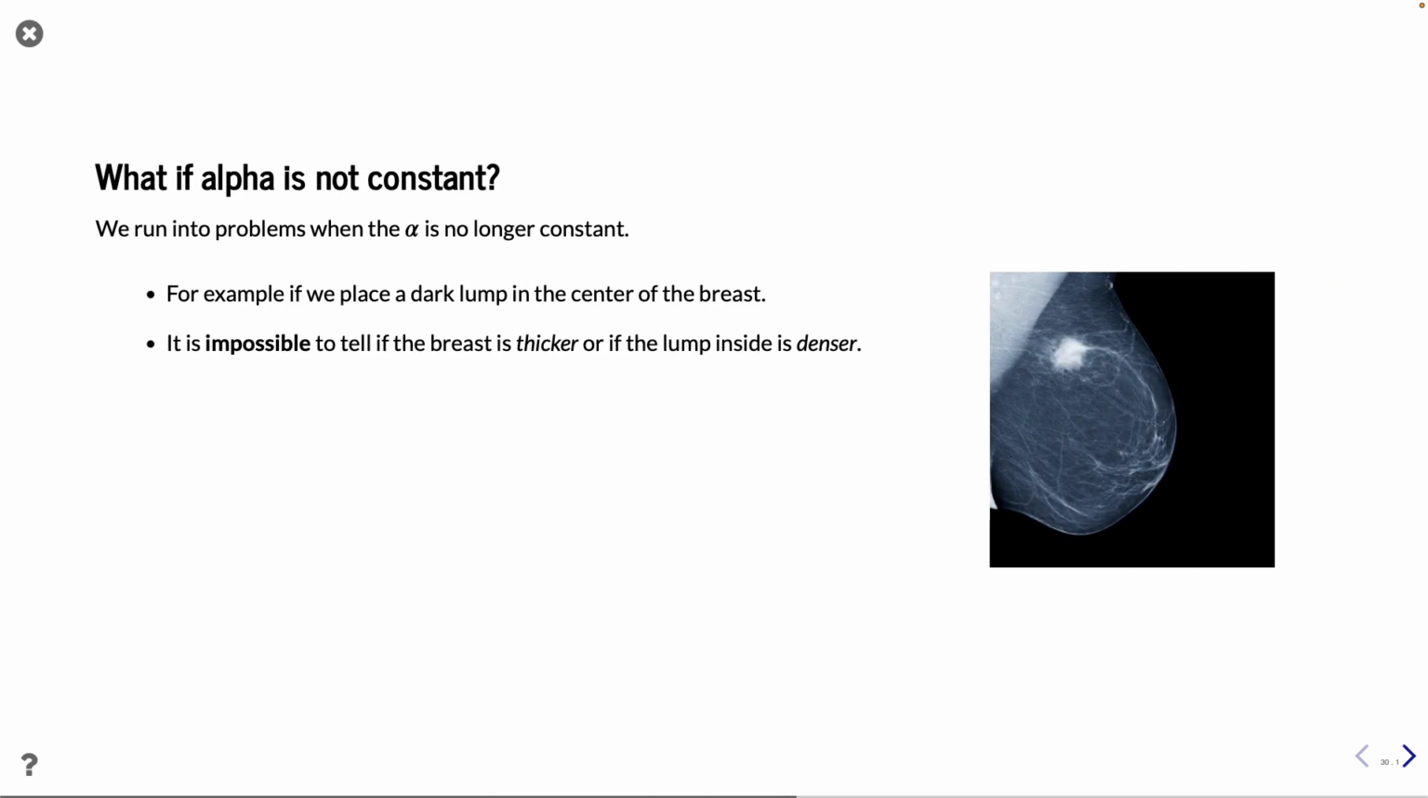Now, that would have been the healthy case of this phantom, but it could be that the alpha is not constant, or there are irregularities in the shape, and that is what we actually are looking for in our radiographs. So if there is a lump, it would be denser than normal, and then it would appear with a different attenuation coefficient, and that is what we see.